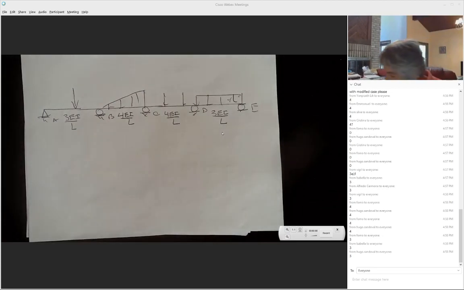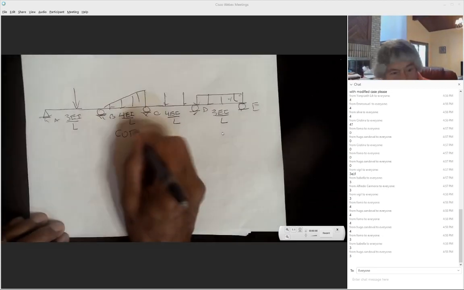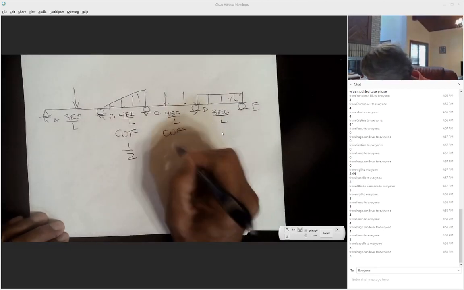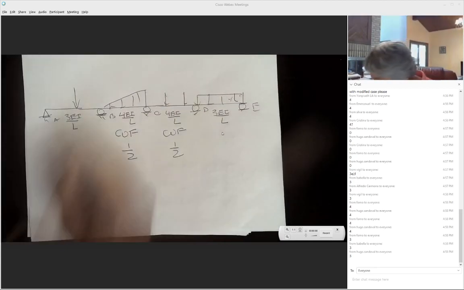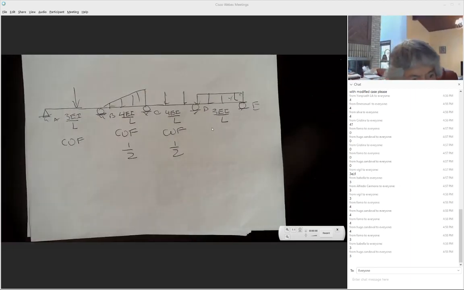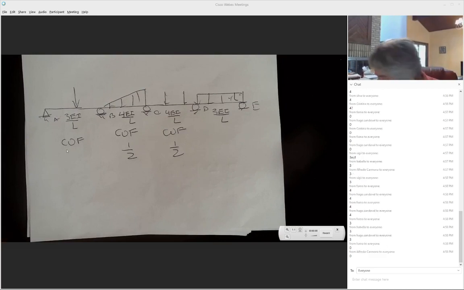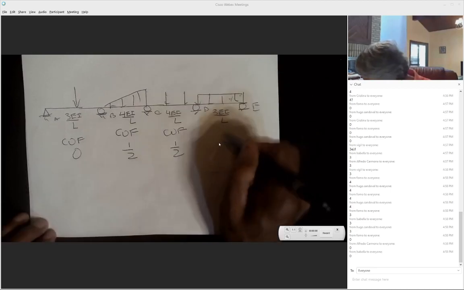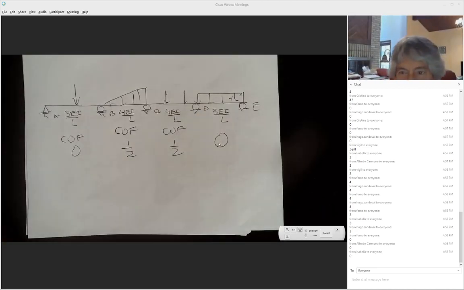So the carryover factor for this span is 1/2. The carryover factor for this span, 1/2. What is the carryover factor for this span? What do I have to use for this span? Carryover factor here. And for here, what is it? Also 0. Now, FEM. Is that what you were asking or something else? I misunderstood. Tell me, FEM.